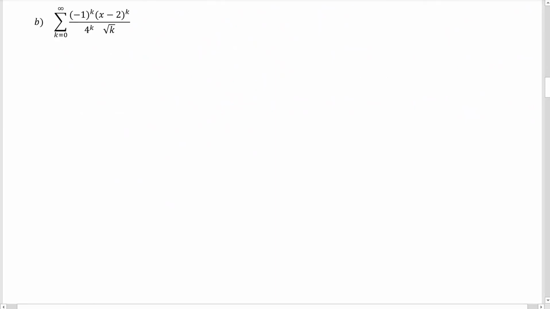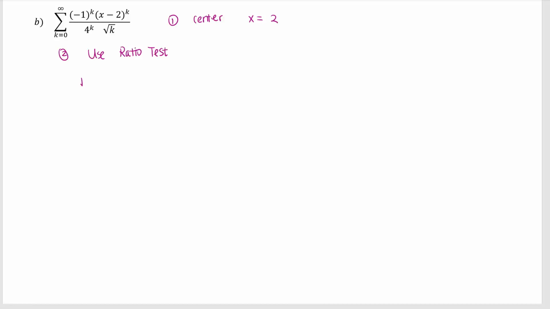Ooh, this problem looks more complicated, so more interesting. So what is the first step? Center. Can you tell me what the center is? x minus 2, so the center is 2. Okay, second step, which test do we use? There's only one test we use, the ratio test. So r is the limit of a_{k+1} over a_k.